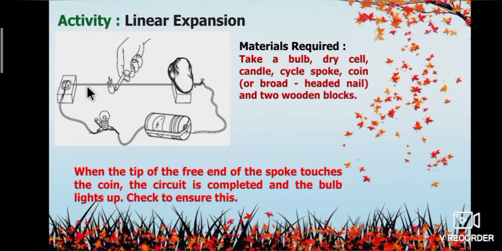The spoke should be parallel to the ground. Place the second wooden block under the free end of the spoke. Wrap some electric wire around the coin and place it on the block. Connect a bulb and dry cell to the free ends of the wires connected to the coin and the spoke and make the circuit shown in the figure.